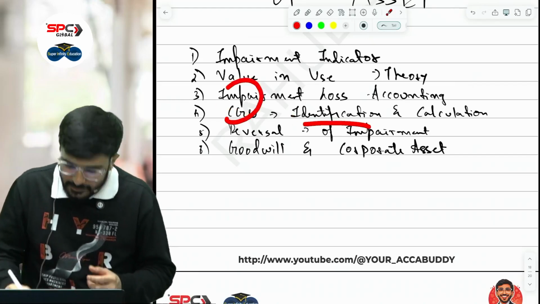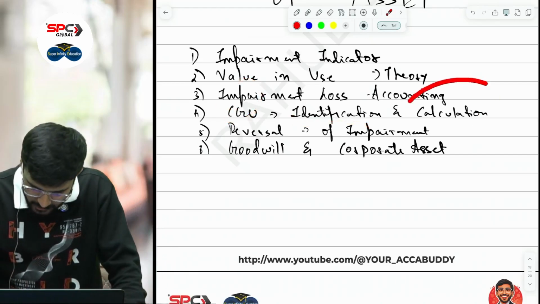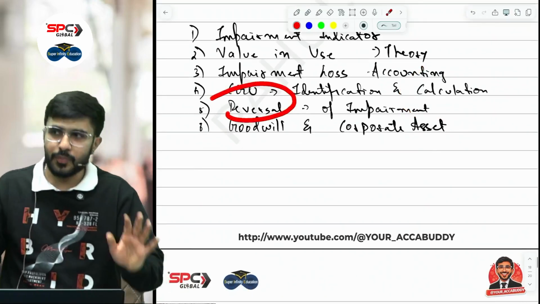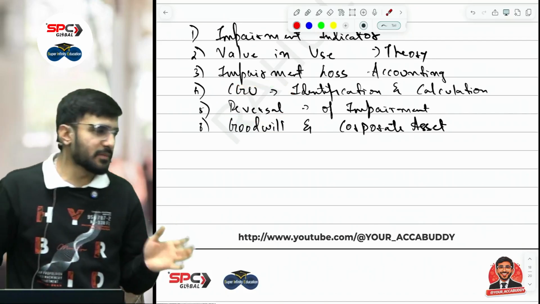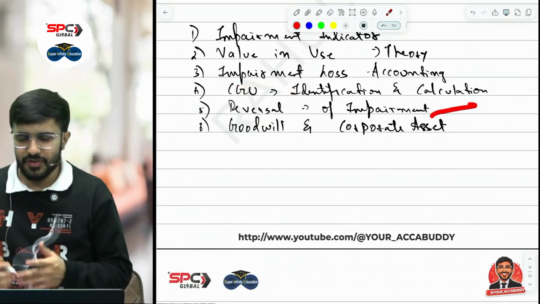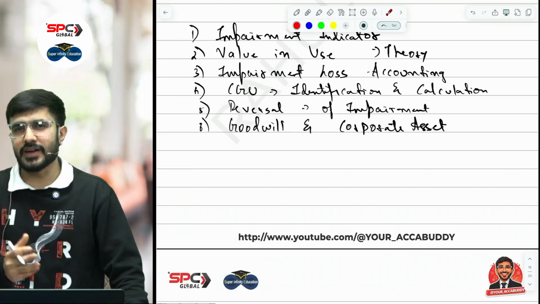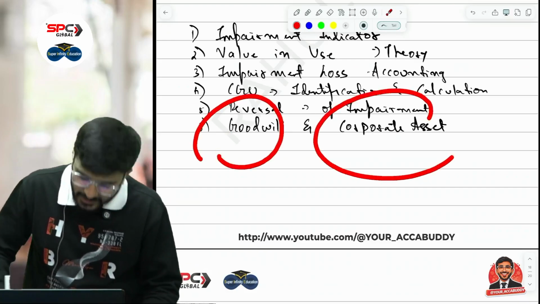Then CGU concept, identification of a CGU, and the calculation, how it is allocated when coming to this part. Yes sir. Then coming to the fifth point everyone, that is the reversal part. In reversal, you say that it is very rare in SBR, and it did not come in FR either. When coming to SBR it is very rare, but make sure that you have some basic ideas so it becomes easy. Then coming to goodwill and corporate asset everyone.